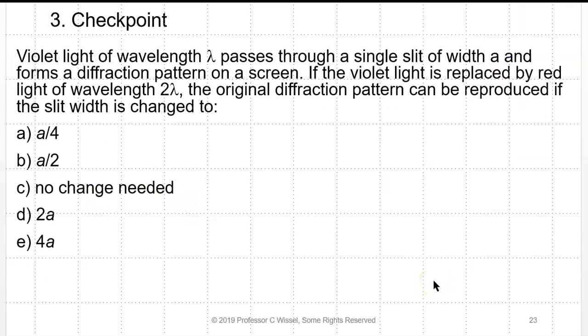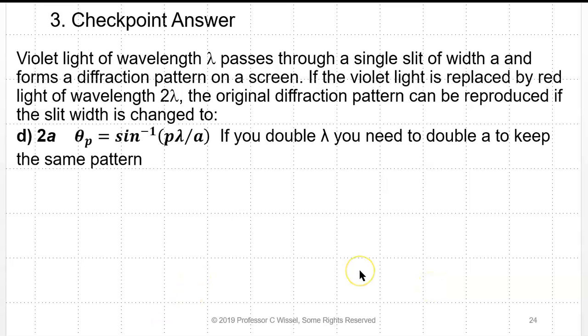A violet light of wavelength lambda passes through a single slit of width a and forms a diffraction pattern on a screen. If the violet light is replaced by a red light of wavelength 2 lambda, the original diffraction pattern can be reproduced if the slit width is changed to 2a. If you double a, you need to double lambda to keep the same pattern.